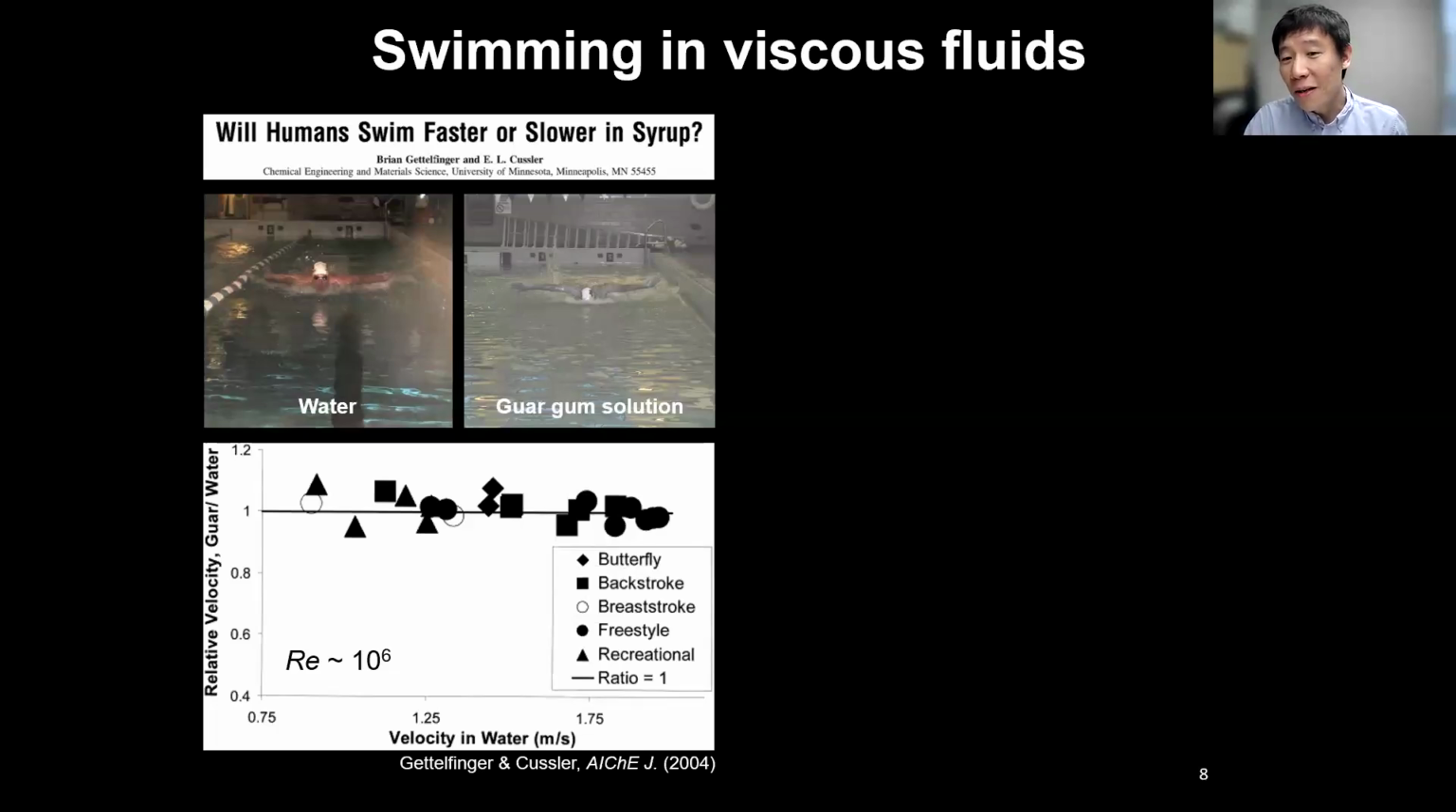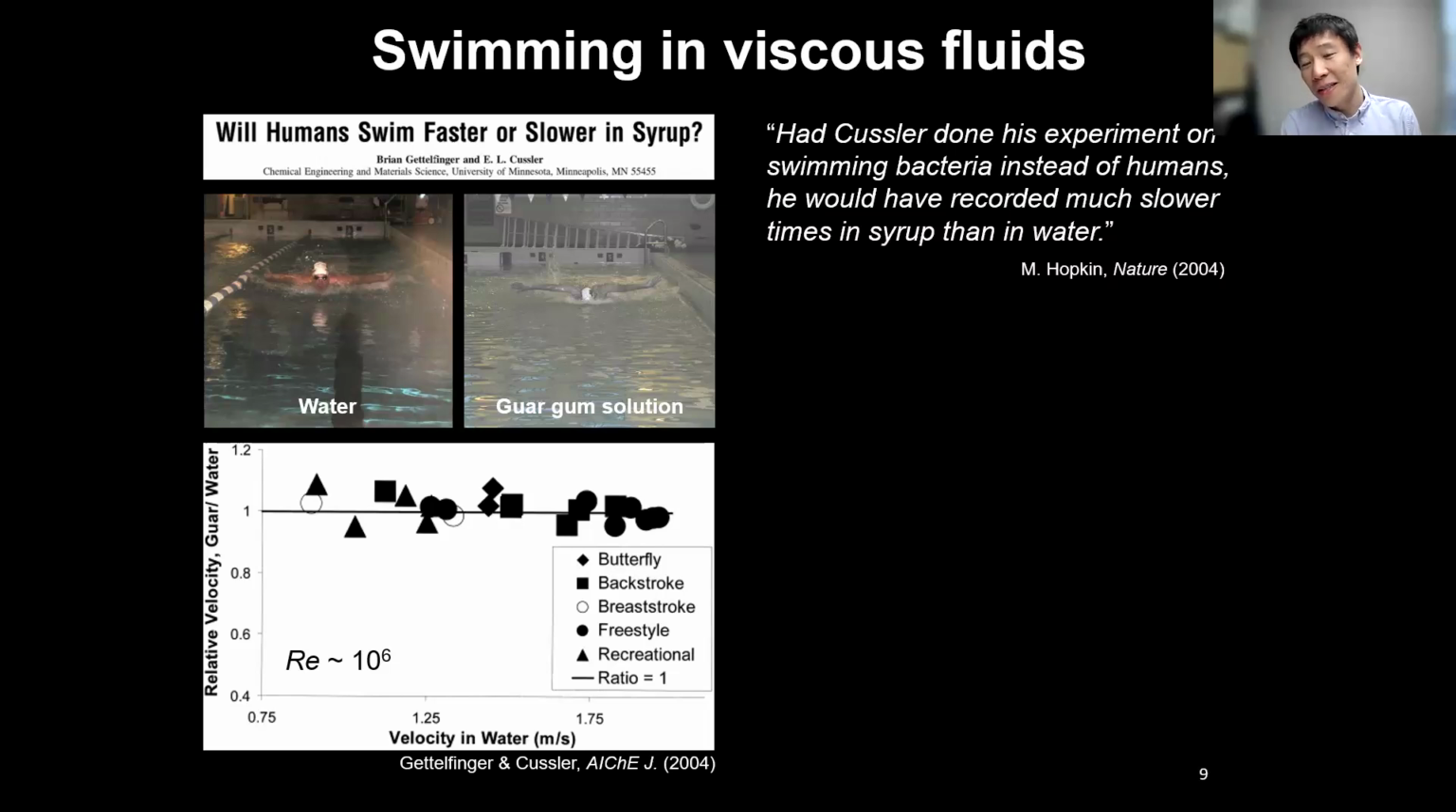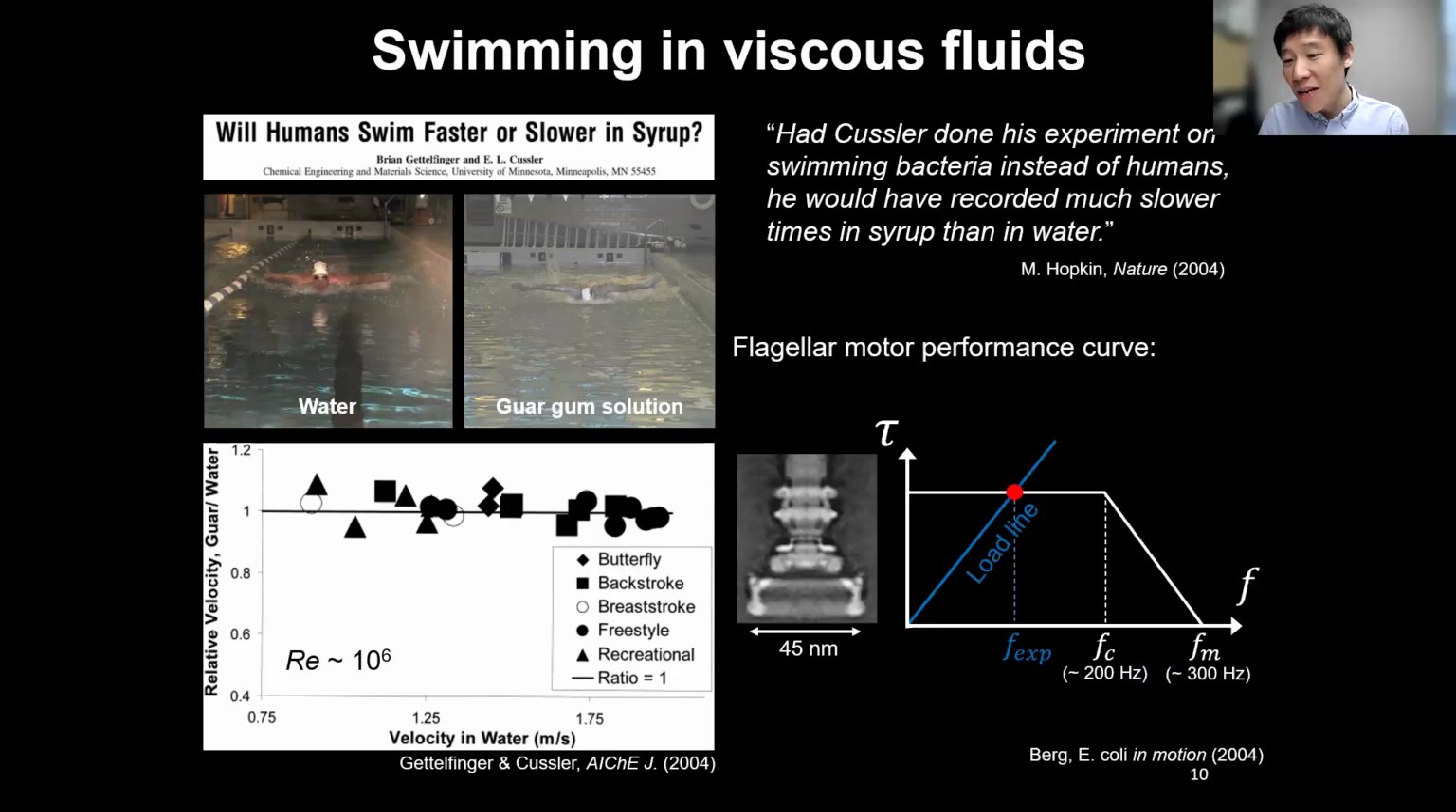Then someone read a very interesting news article in Nature, saying that had Ed Kostler done his experiment on swimming bacteria instead of humans, he would have recorded a much lower time in syrup than in water. The general idea is easy to understand. If you think about the bacterial flagellar motor, as I introduced early on, the flagellar motor has a constant torque output, right? So you have this characteristic line for motor performance, the red line, and then you have a load line, which depends on the viscosity of the fluid. When you rotate your flagella, you feel the load. And the intercept of the two, right out here, determines the rotation frequency of the motor.